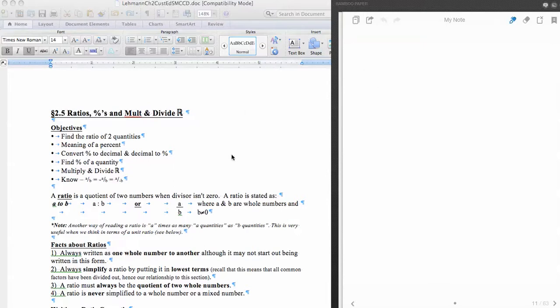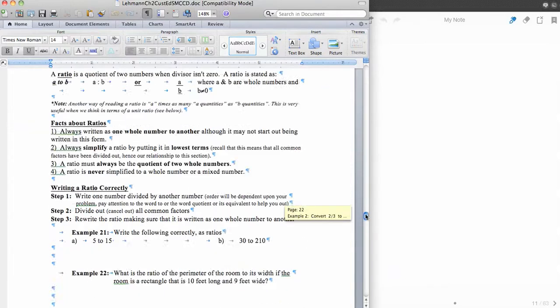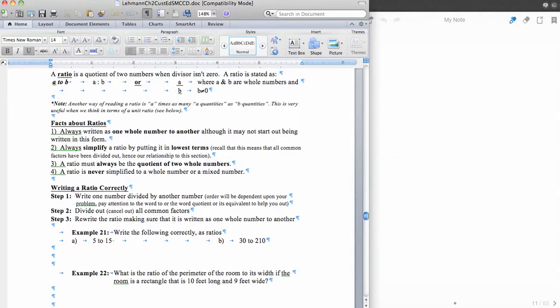So our first topic is ratios. A ratio is a quotient of two numbers when the divisor isn't 0. A ratio is stated as A is to B using a colon, or A over B as a fraction, and always B does not equal 0. Another way of reading a ratio is A times as many A quantities as B quantities. This is a very useful way when we think in terms of a unit ratio, which we'll see in just a little bit. Okay, so we need to first of all look at some facts about ratios.